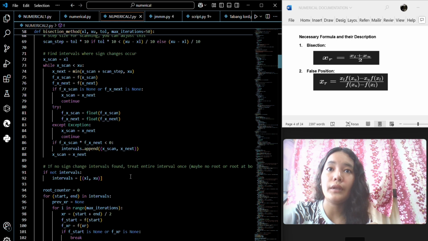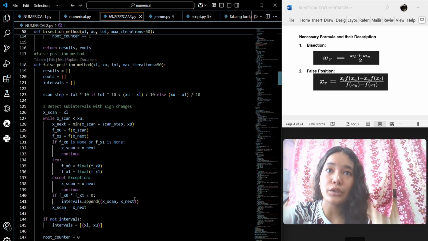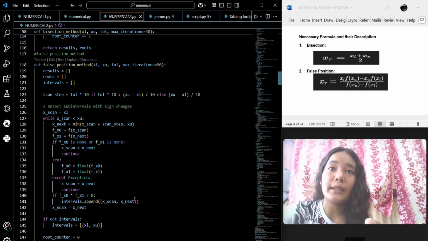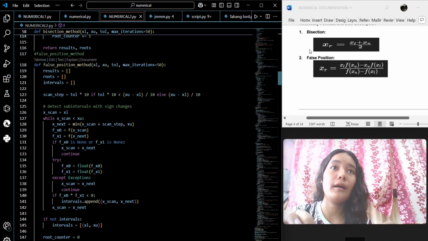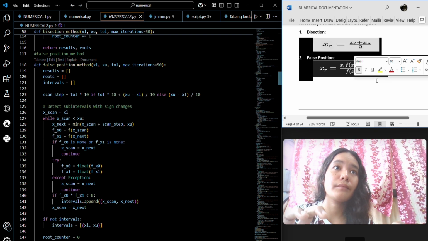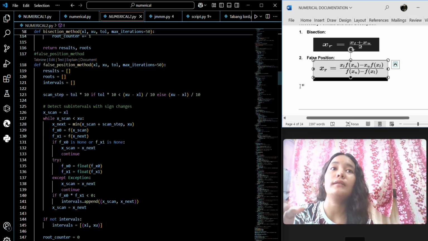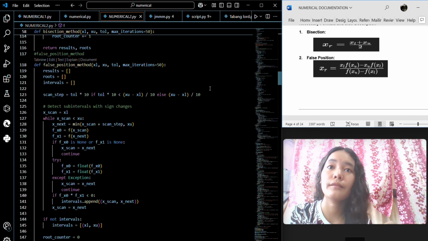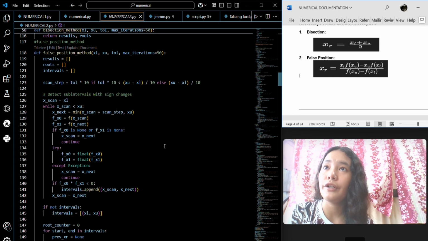Now, the false position method. Like bisection, but instead of midpoints, to find the root, estimate xr using a straight line between the endpoints, and it uses this formula. Update xl or xu based on the sign of f of xr.